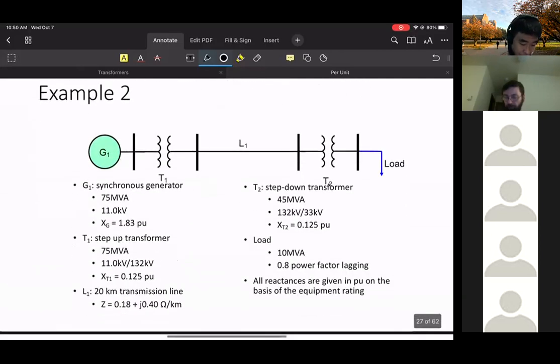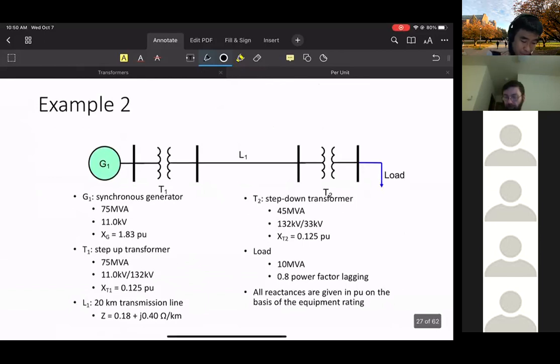example. So let's look at an example where I have two transformers, a generator, a transmission line, and a load. Okay, this is a more exciting example. So what is the information we get? The goal, the objective of this, is to convert this to a circuit.